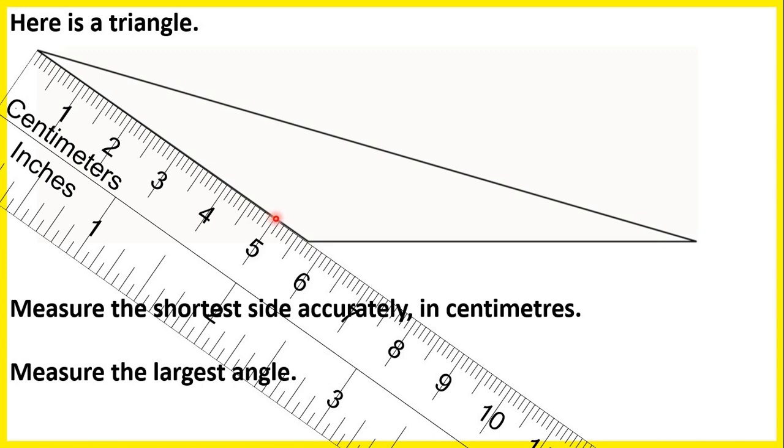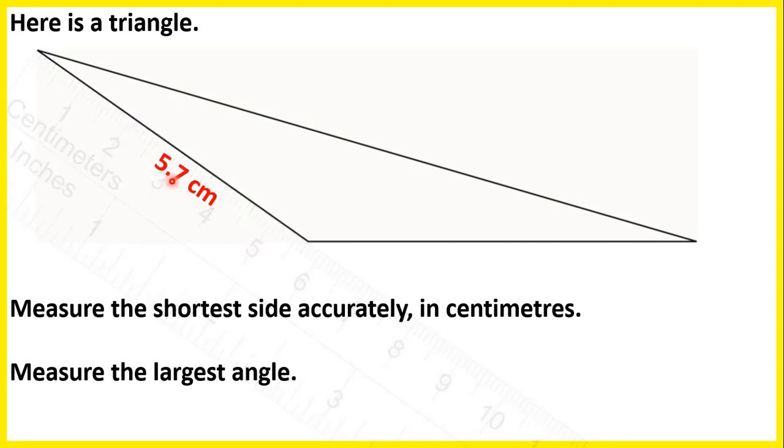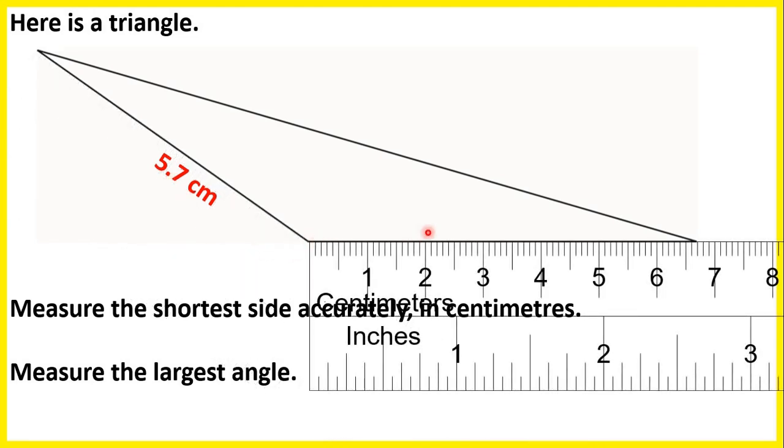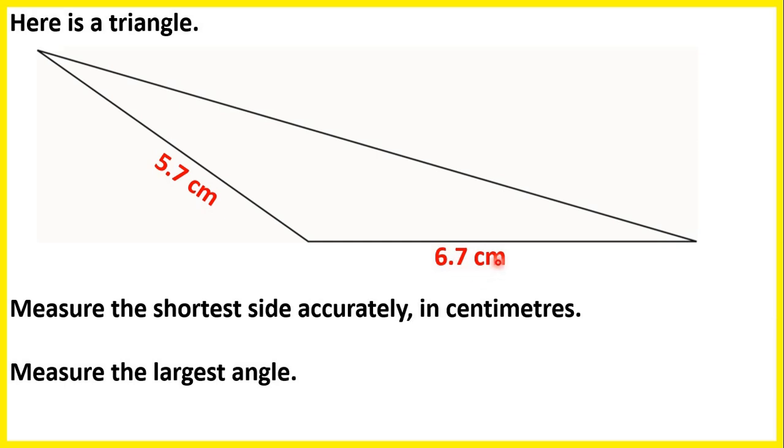But it's 5 centimetres plus another 7 of these little lines, so that's 5.7 centimetres, or 5 centimetres and 7 millimetres. But just to check, let's measure the length of this line as well. So again, we've got our ruler lined up with the line, we've got 0 at the start of the line, and if we go to the end, this time we have between 6 and 7, and it's the 7th little line, so that would be 6.7 centimetres.